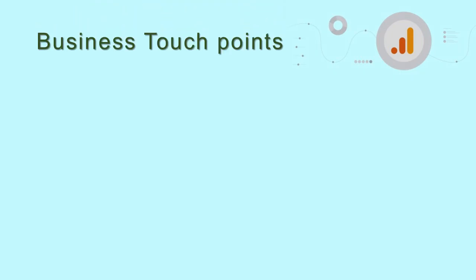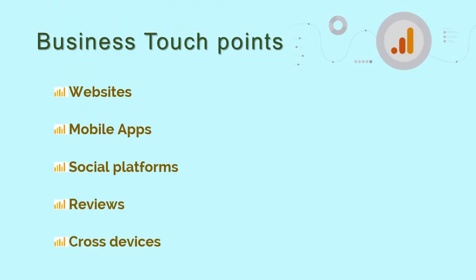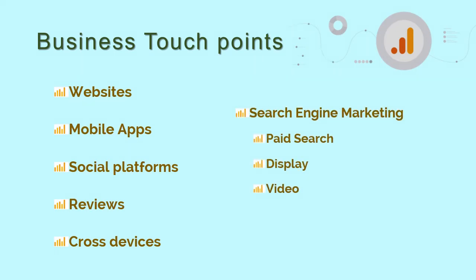Your business may have a presence on many platforms for the users to interact with. Users may interact with the business using cross devices on the website or app of the business. Users may find and connect with your business using social media platforms or through review websites, or they may find you from paid search engine marketing. Google Analytics can collect and measure data from all of these platforms.